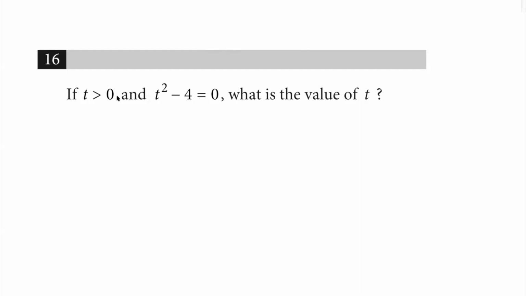If t is greater than 0, it means t is a positive number, and t squared minus 4 is 0. What is the value of t? You see, t squared is 4, t is either 2 or minus 2, but t is greater than 0, so the answer will be 2.